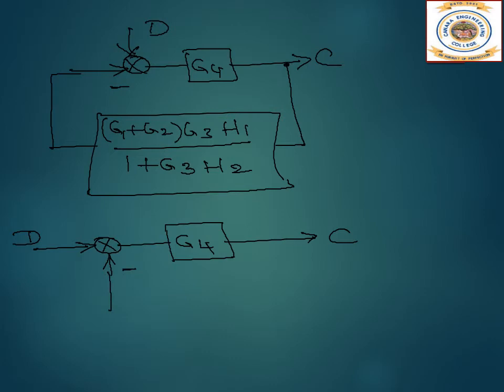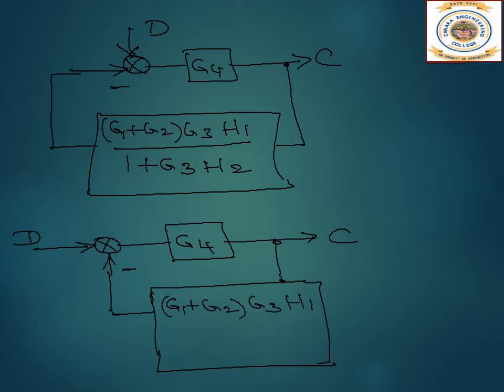Here this is negative, that negative sign we had over there, and all of this will come in the feedback. So G1 plus G2, G3 H1, whole divided by 1 plus G3 H2. This is what we get in the feedback. So this is G of S, and this will be H of S. It's a negative feedback. So let us simplify this.